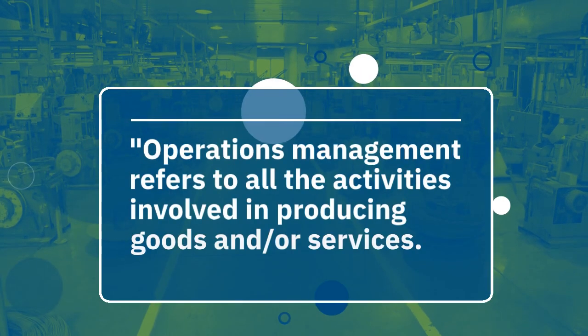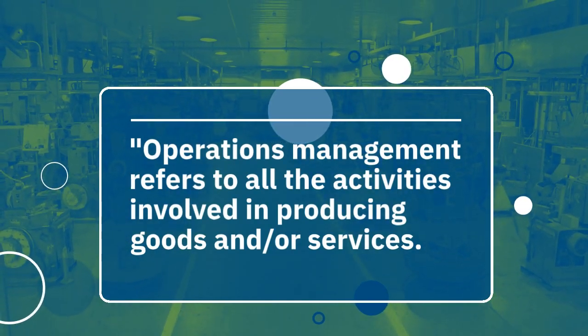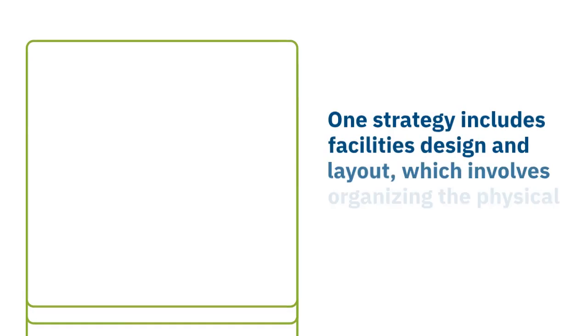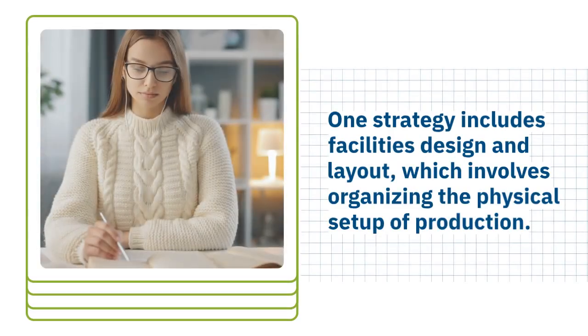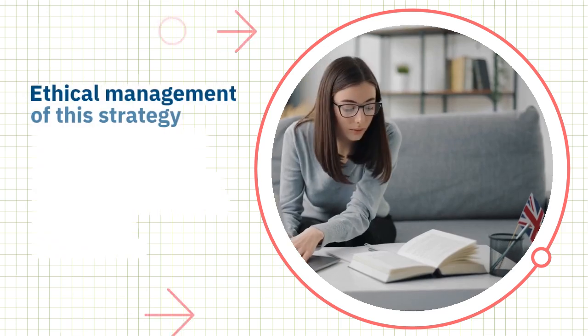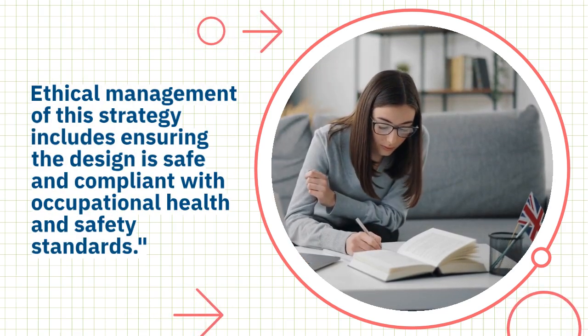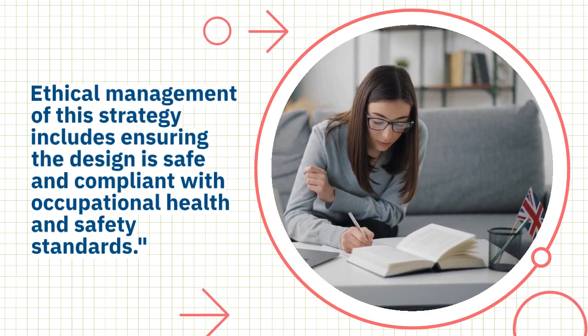For example, operations management refers to all the activities involved in producing goods and/or services. One strategy includes facilities design and layout, which involves organizing the physical setup of production. Ethical management of this strategy includes ensuring the design is safe and compliant with occupational health and safety standards.